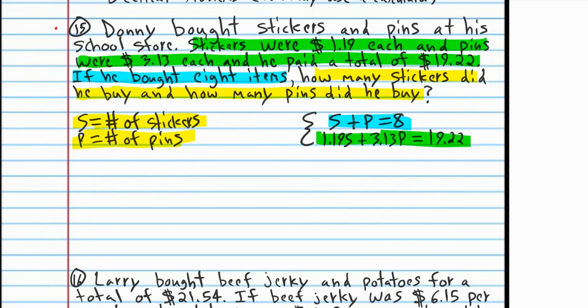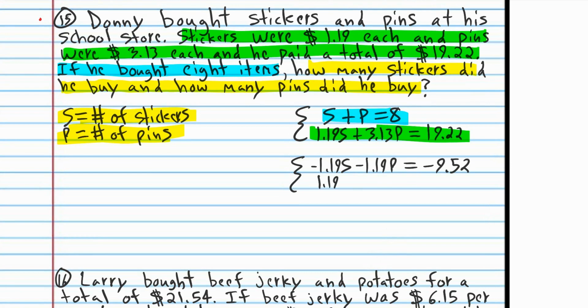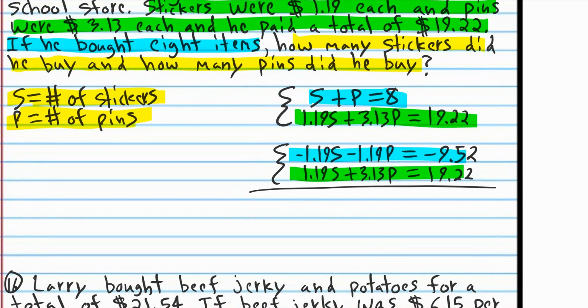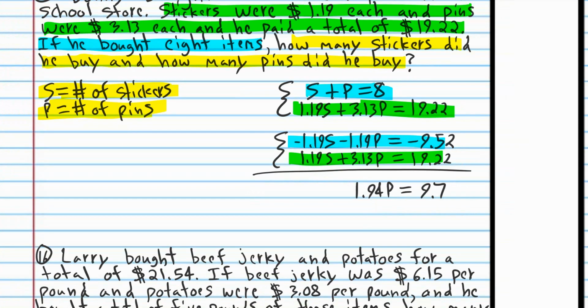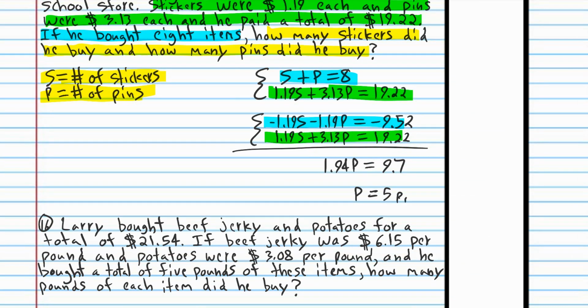So we're going to use elimination. I'm going to eliminate S, multiply both sides of the top equation by -1.19. So we can get the calculator out for that. And then just rewrite the bottom equation. And we're ready to eliminate. So add them up. And again, you can use a calculator for this stuff. 3.13 minus 1.19 gives us 1.94P. And then 19.22 minus 9.52 gives us 9.7. And if we divide both sides by 1.94, you can see that he bought 5 pins.